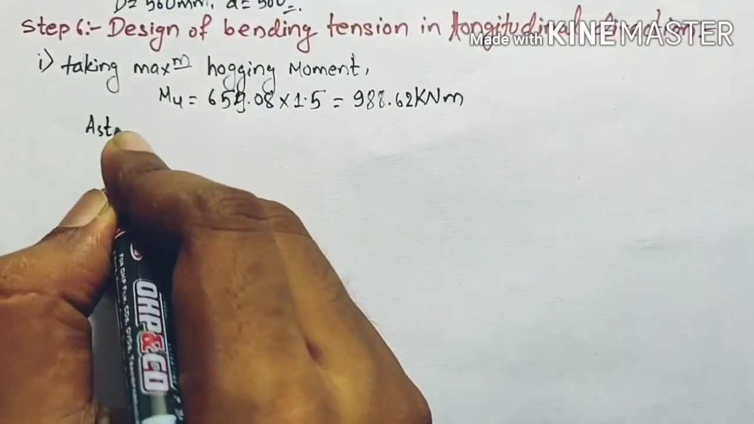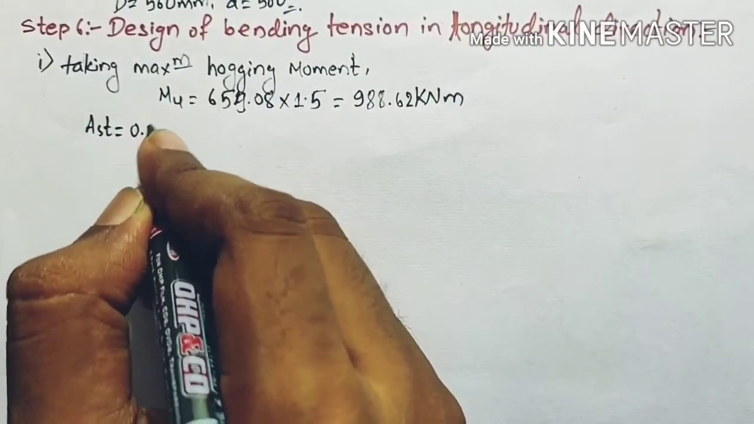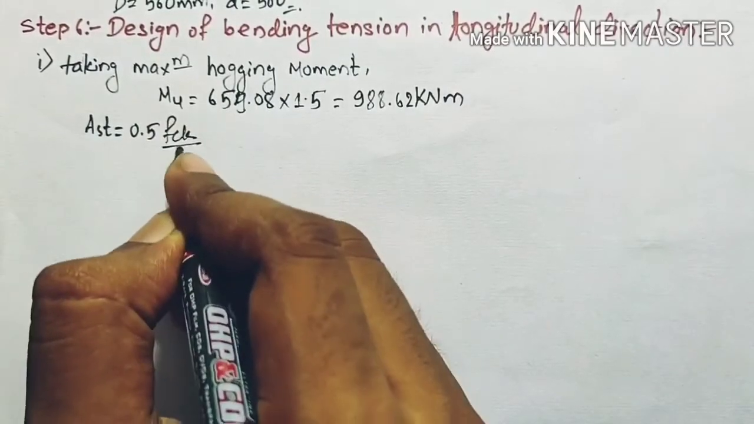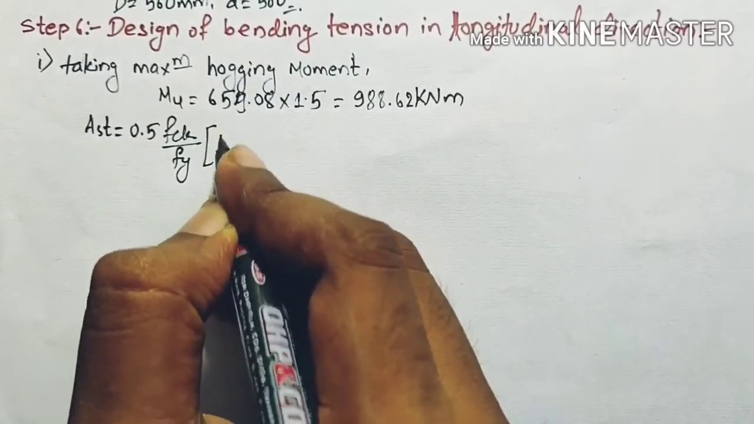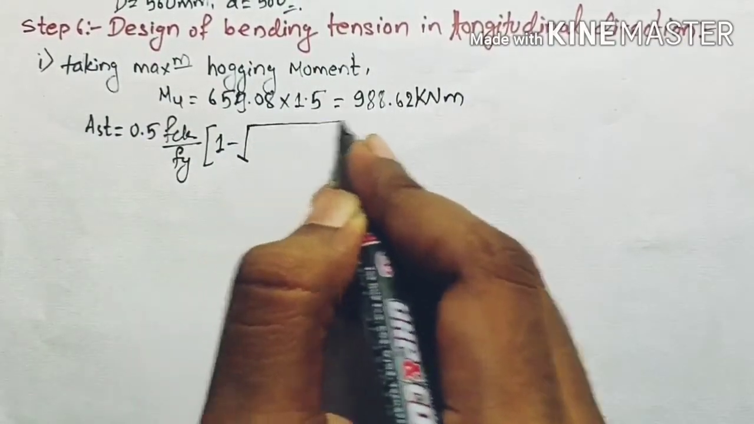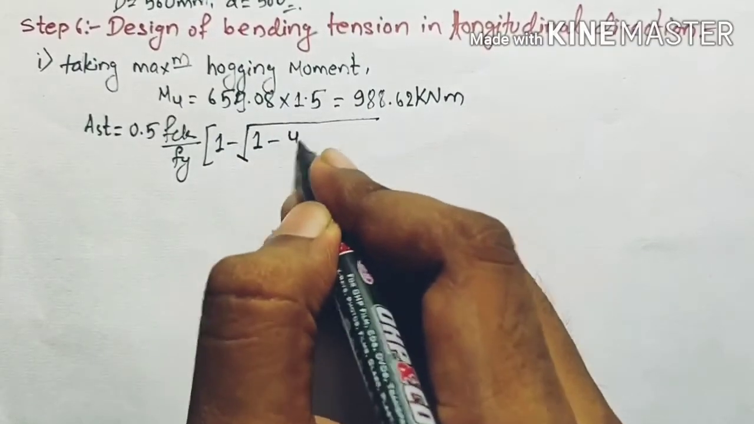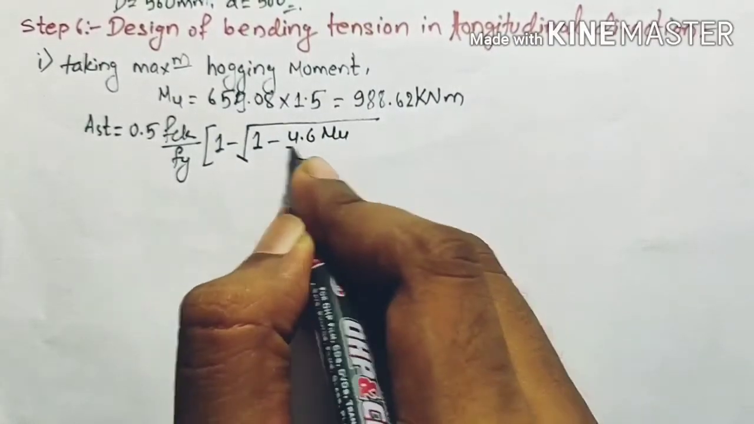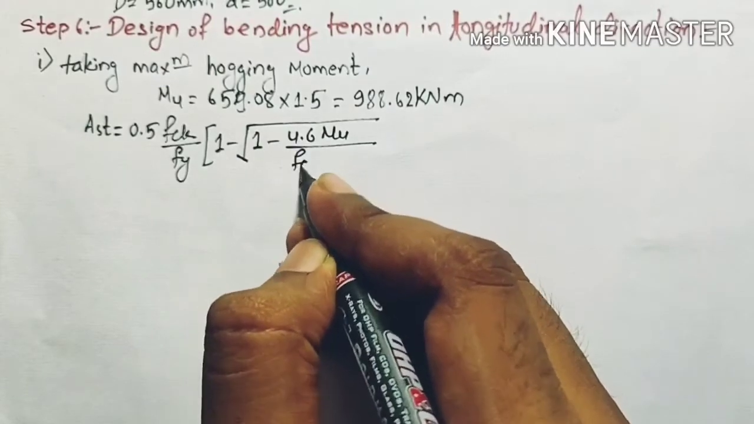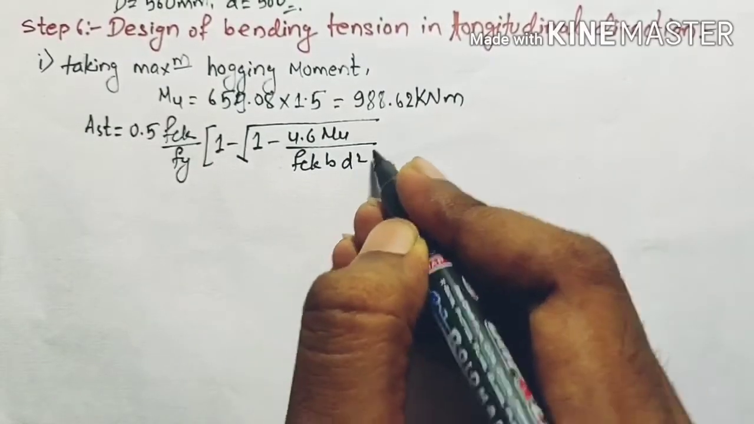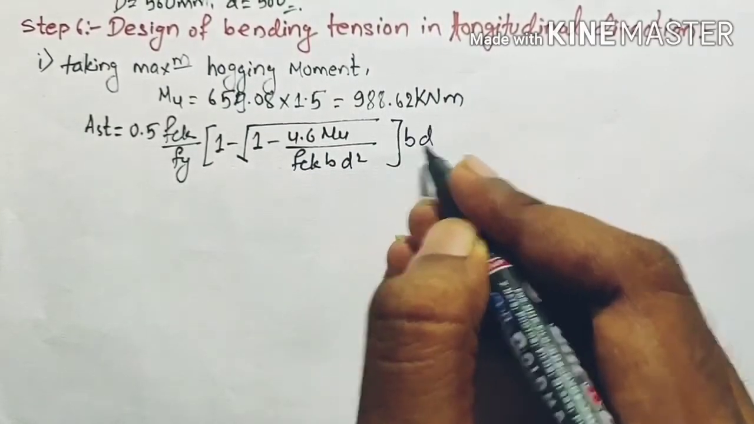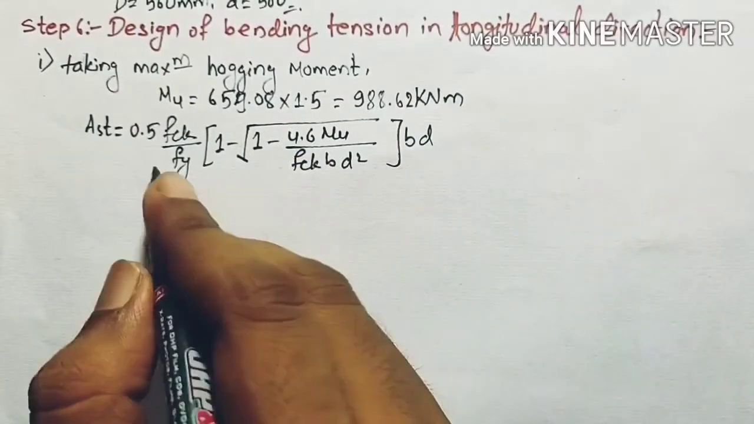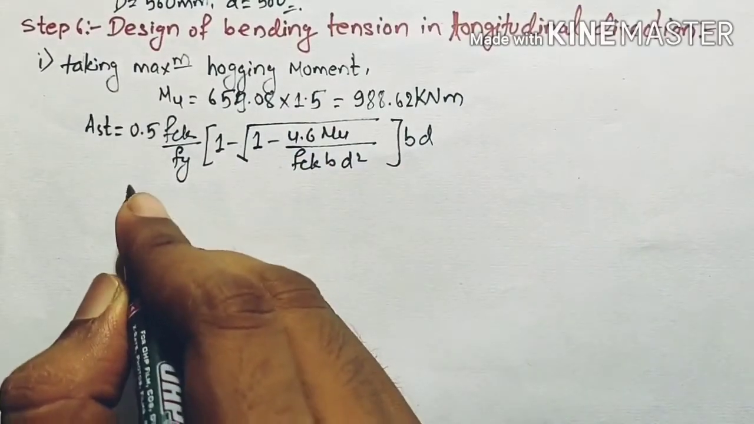Now after getting the value of Mu, we need to find the value of Ast, and we have the formula for finding Ast, that is 0.5 fck upon fy times 1 minus root under 1 minus 4.6 Mu upon fck bd square, times bd. Now put down the value and find the final value of Ast.